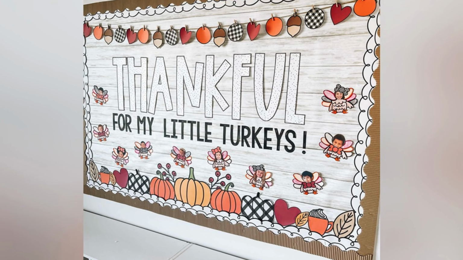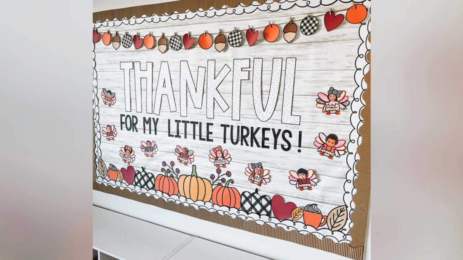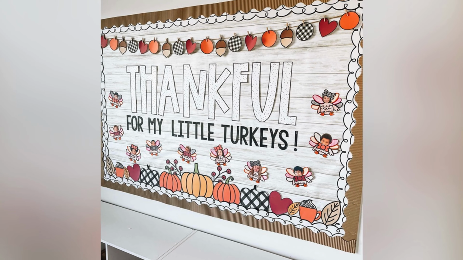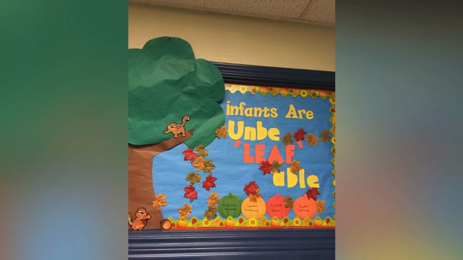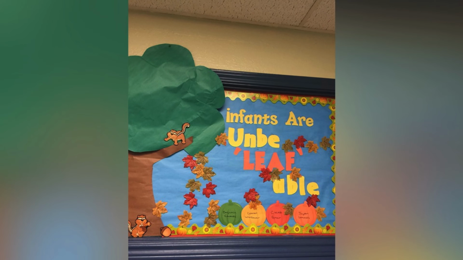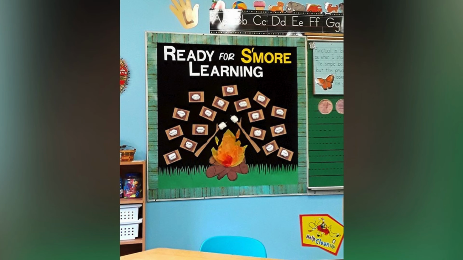What are some classic themes for a fall bulletin board? Classic themes are a great starting point for any fall bulletin board. These timeless ideas capture the essence of the season and can be easily adapted to fit any space or purpose.